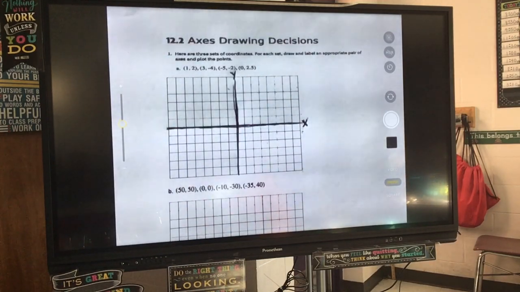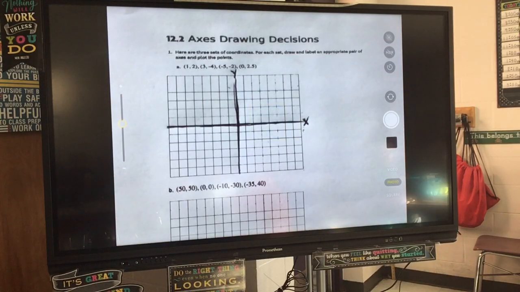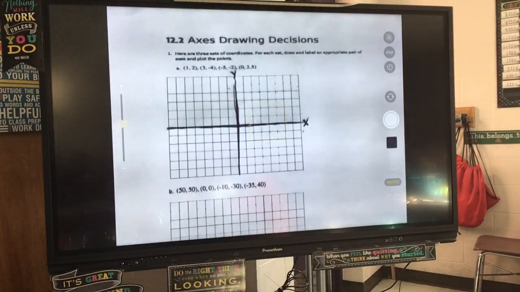Now, do we need to make our graph this centered? Not necessarily, again, depending on your negatives. Some of them you can make one of the quadrants bigger depending on your coordinates. But just to construct, I prefer just putting it right in the middle. It makes it a lot easier for everybody.